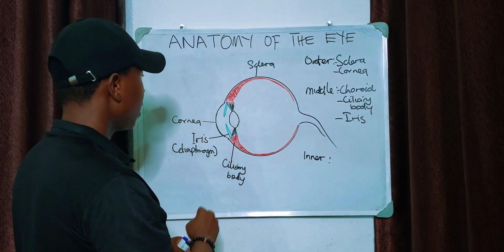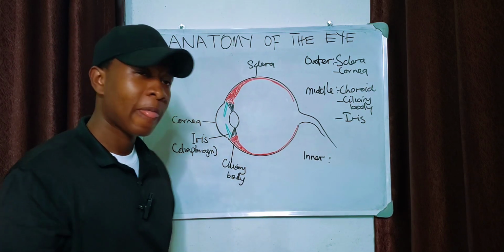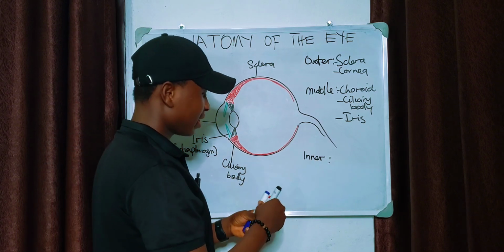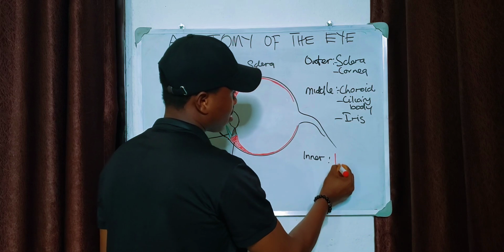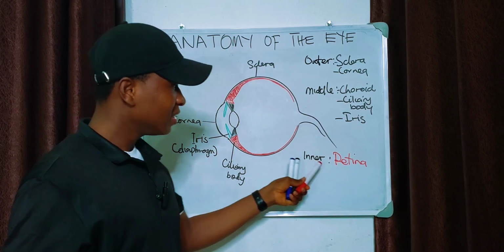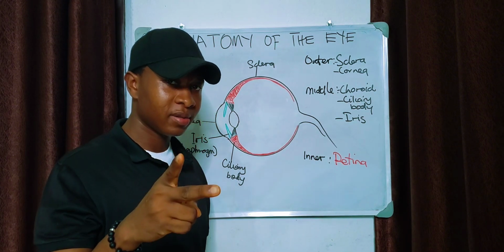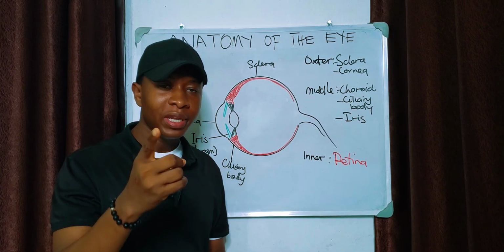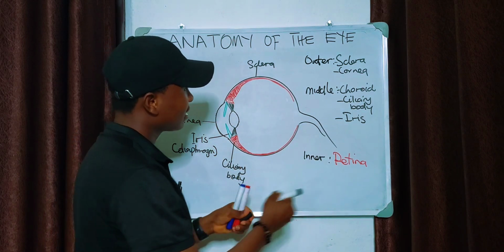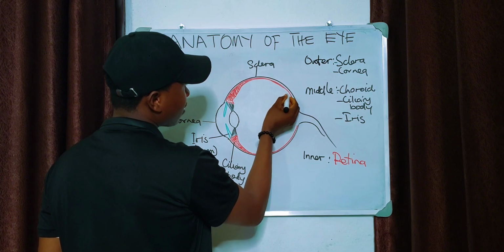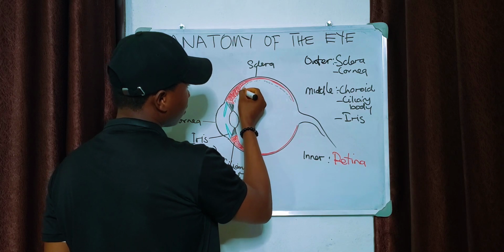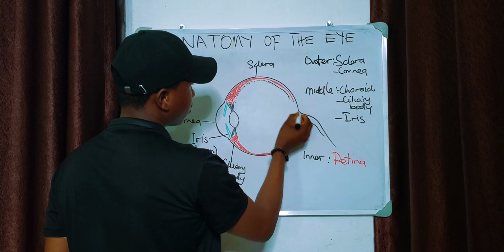Now, the next part we're going to look at is the inner eye. All right, so the inner eye is majorly the retina. The retina. Now, the retina is divided into two layers. We have the neural layer and we have the pigmented layer. Now, the pigmented layer is the layer that comes immediately after the choroid. I also have it here.